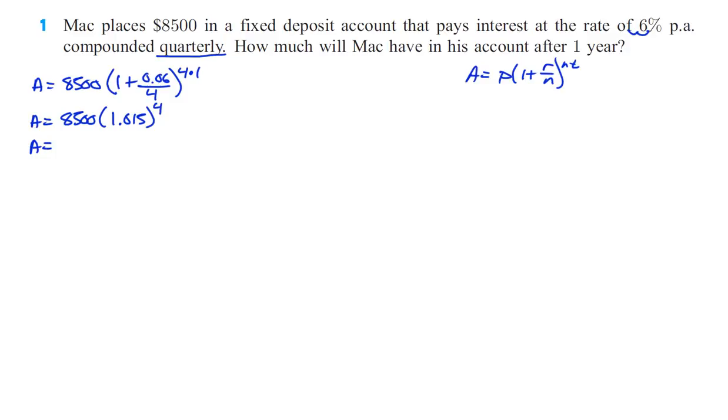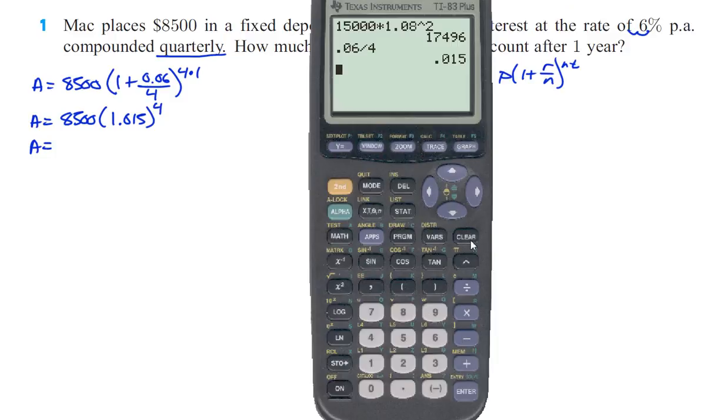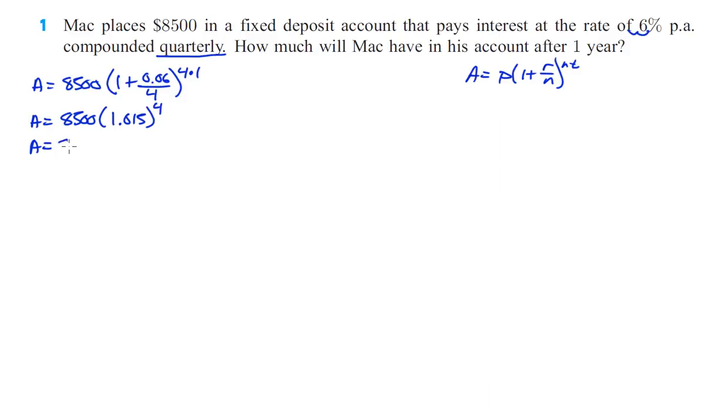So let's figure out how much money they're going to have after a year. 8,500 times 1.015 all to the 4th power ends up with 9021.59. Okay, so that's how much they'll have in their account after 1 year.